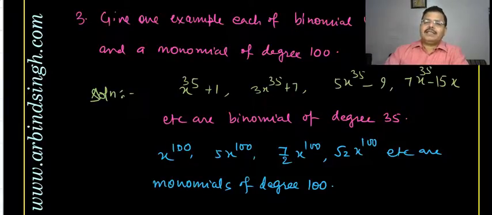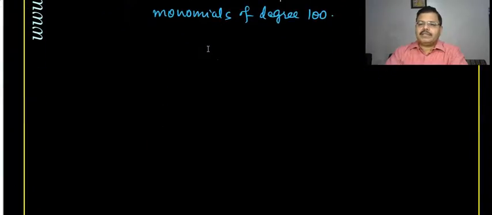But what is the condition? It must be only one term. Monomial means only one term, and the power must be 100. We will discuss the details of all these classifications in the next session. But today I am just saying that a monomial means a polynomial with only one term, and a binomial means one which has two terms.